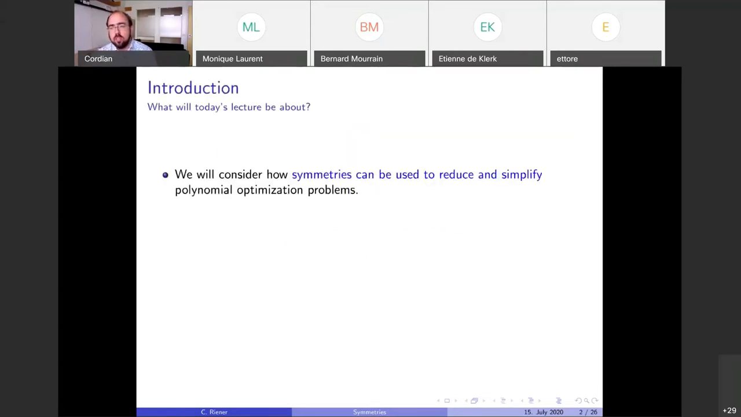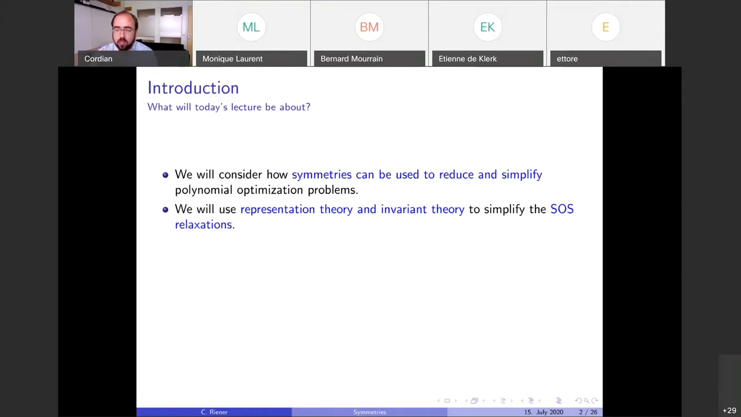So this talk will be a general overview of the basic ideas, and I'll stress this here, it's more to give the ideas and to give the tools and the references in the literature for you to actually explore yourself how you can use symmetries in polynomial optimization problems to reduce and simplify the optimization problems.